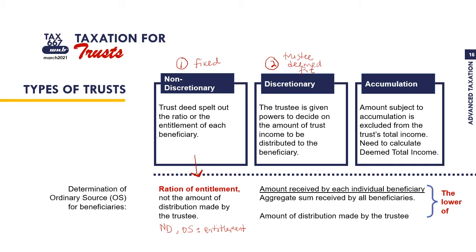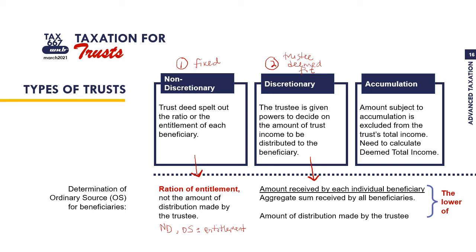For this type of trust, discretionary trust, when you want to determine ordinary source, we will compare between two. First, you calculate the amount received by each individual beneficiary. So let's say I have beneficiary number 1, waris 1. How much does waris 1 get over the aggregate sum received by all beneficiaries? So add up all the beneficiaries that we have.